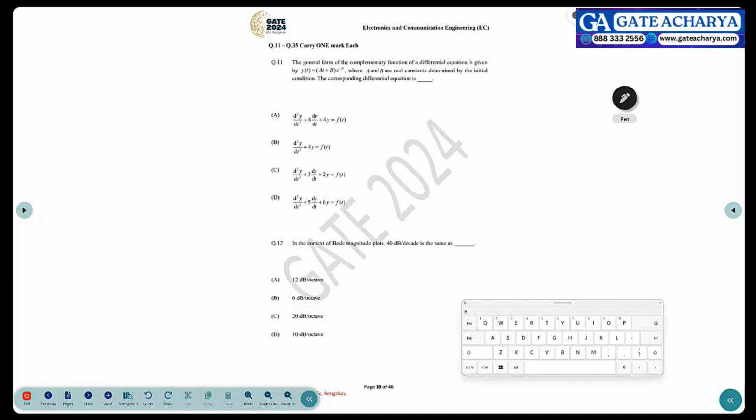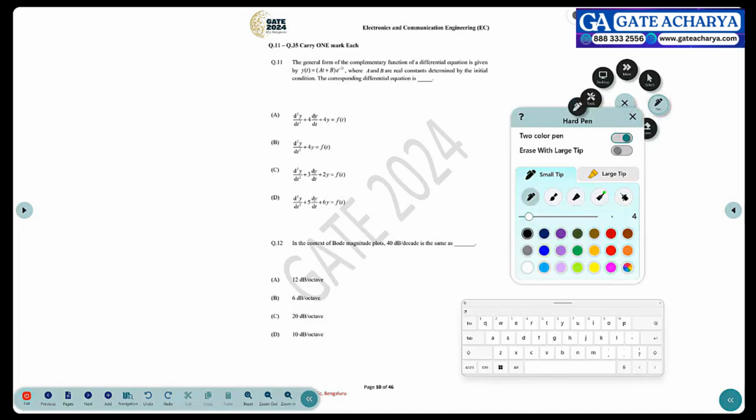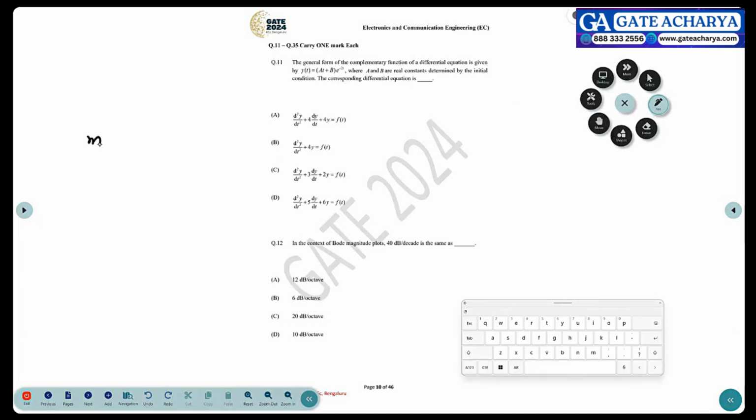There are 4 differential equations, and among these 4, one has this as its solution. Actually, the solution is (at plus b) e power minus 2t. Are the roots real and distinct, real and equal, or complex? Real and equal. The form is (c1 plus c2 x) e power something. So what is m? m is minus 2. So directly we take m is minus 2.